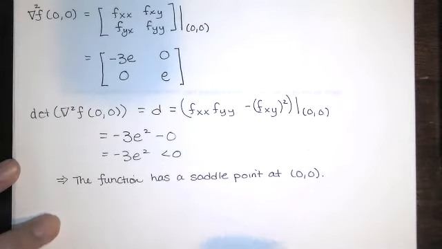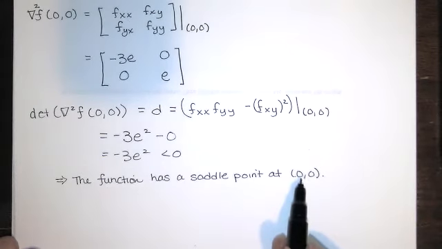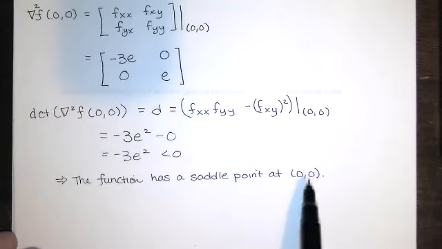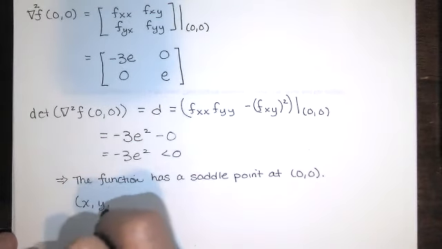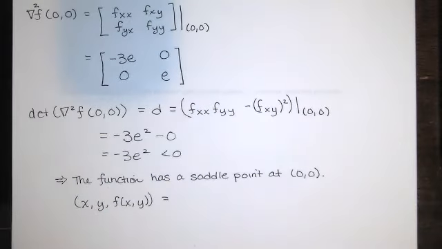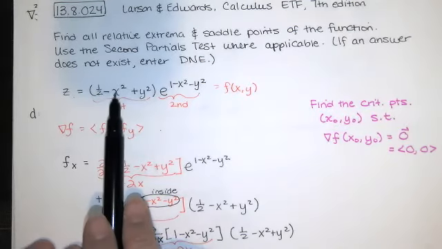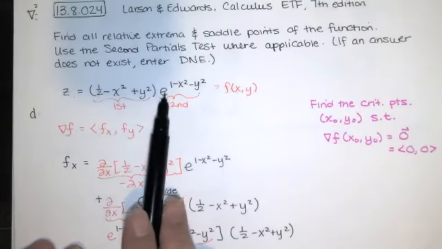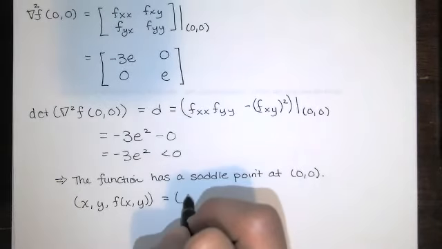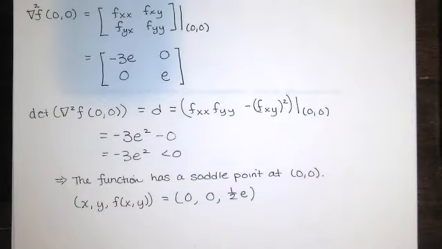Now the way WebAssign prefers your answer, they're looking for an ordered triple. So they want x, y, z, or x, y, and f of x, y right here. And they are calling that a saddle point. So let's go back to the original function. I know it's been a while since we looked at it. There's our function. At 0, 0, we get a 1/2, and then that's 0 and that's 0. So 1/2 times e. So x is 0, y is 0, and z is 1/2 times e.